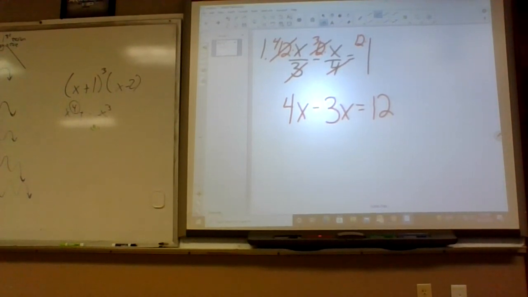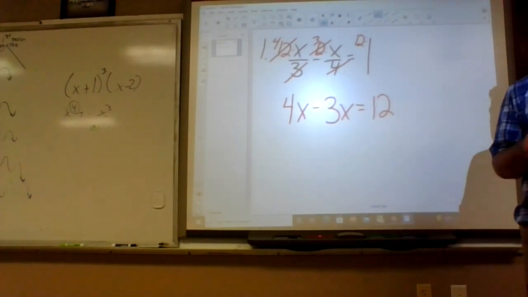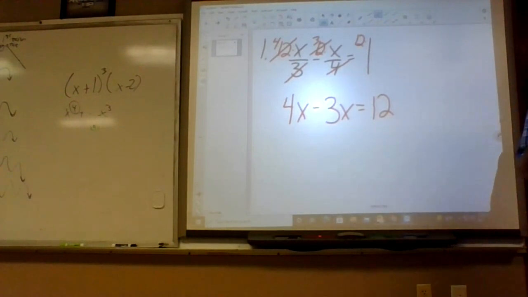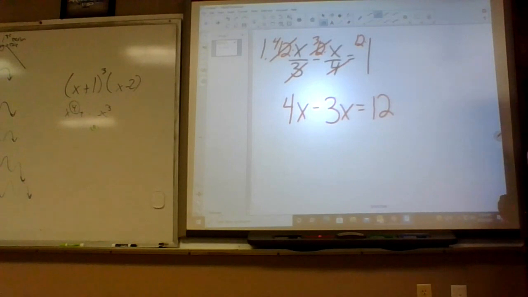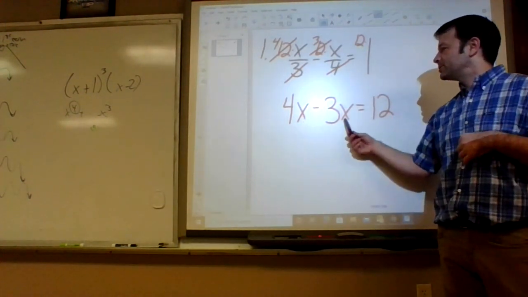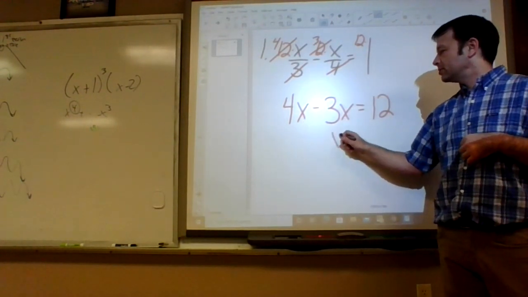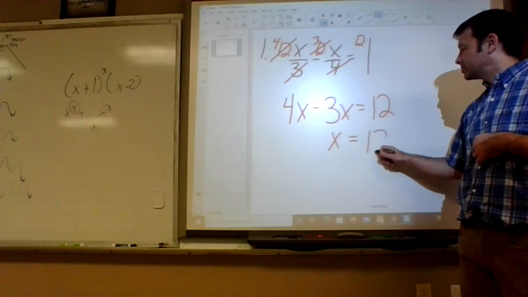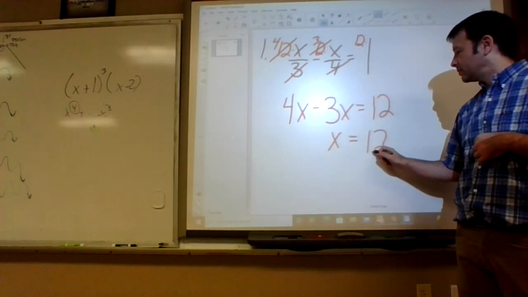So now I've got an equation that's a lot simpler looking. What should I do next? Subtract like terms. 4x minus 3x is 1x equals 12.